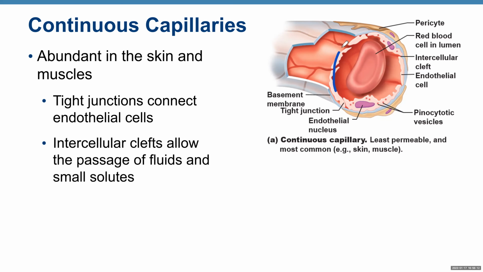Because this is a type of epithelial cell, epithelial cells are always resting on a basement membrane. So here we have the basement membrane. Continuous capillaries are the least permeable and most common, found in your skin and your muscles. They are abundant in your skin and muscles.